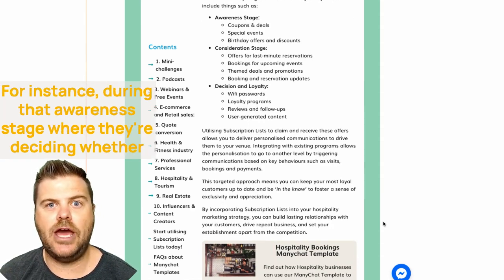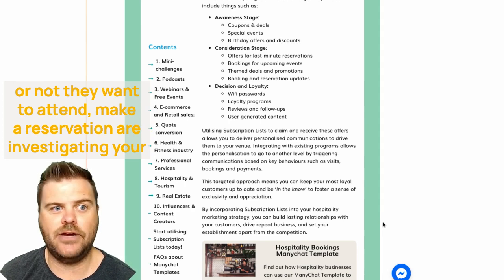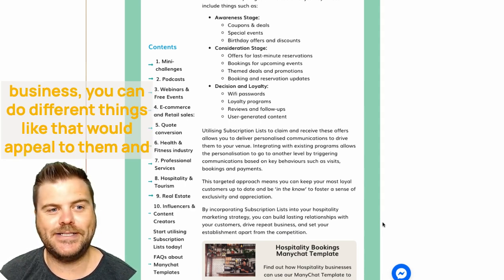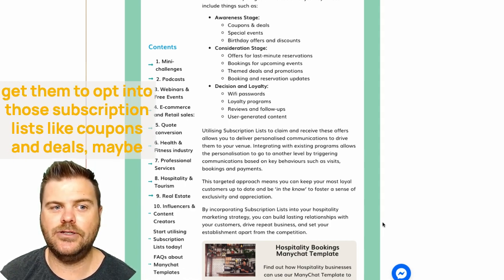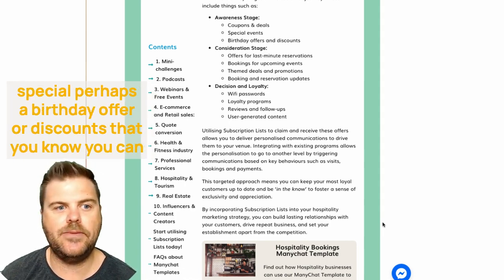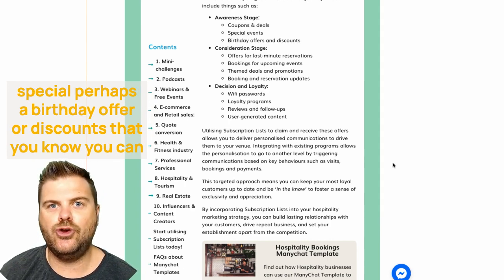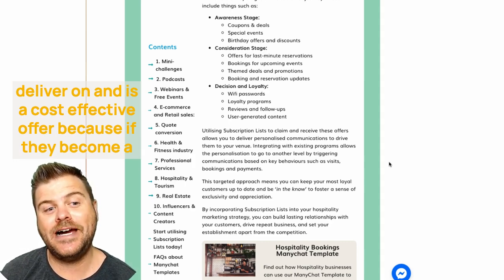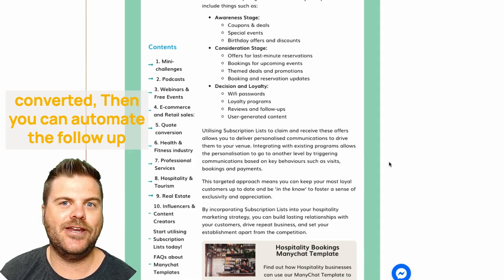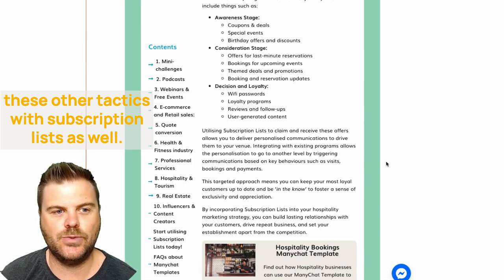For instance, during the awareness stage, where they're deciding whether or not they want to attend, make a reservation, or are investigating your business, you can do things that would appeal to them and get them to opt into those subscription lists, like coupons and deals, maybe a special, perhaps a birthday offer or discounts that you can deliver on, which is a cost-effective offer. Because if they become a converted customer, then you can automate the follow-up process and they're more likely to return by utilizing some of these other tactics with subscription lists as well.